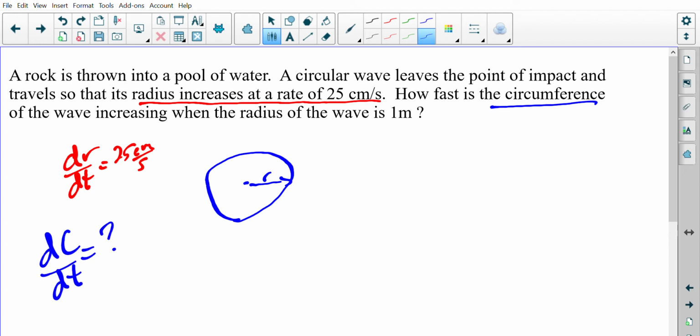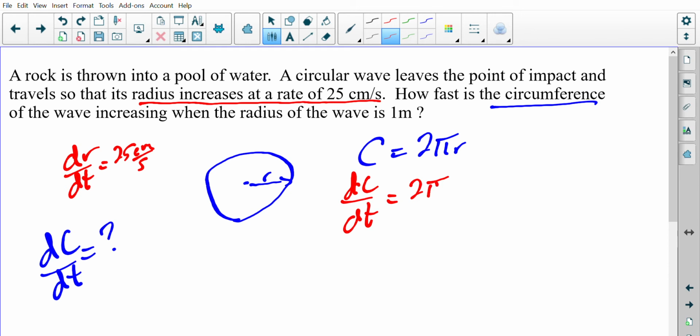So I need a formula that connects circumference and radius. Well, fortunately for us, there is such a thing. Circumference is equal to 2 pi r. Take the derivative. Change in circumference as time passes. Constant 2 pi. Take the derivative of r, dr over dt. So this was given, dr dt. So the change in circumference as time passes is 2 pi, dr over dt is 25.